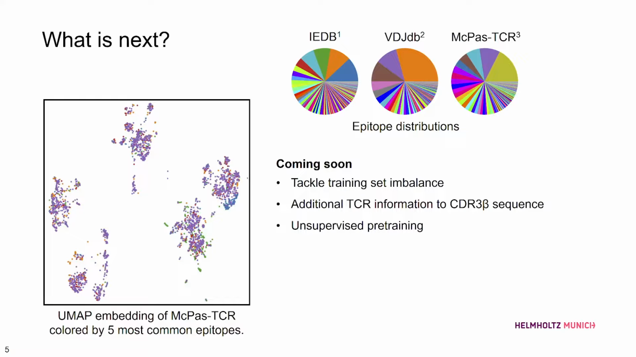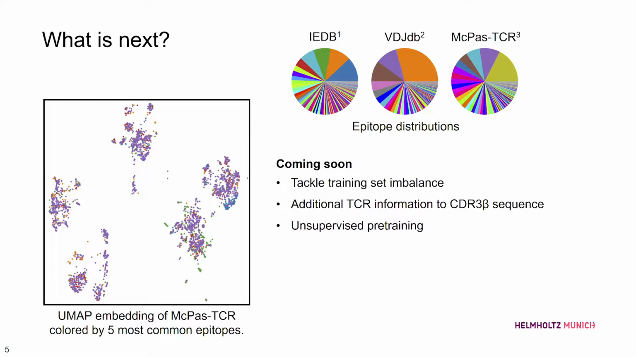This brings us already to an outlook. As stated, and as can be observed here in the epitope distributions and the UMAP, the evaluation and also the training set is heavily imbalanced. So we need to incorporate further ways during the training and the evaluation to tackle this imbalance.